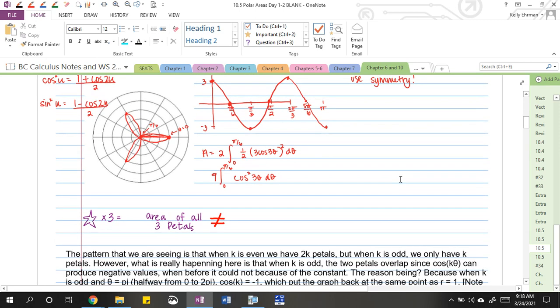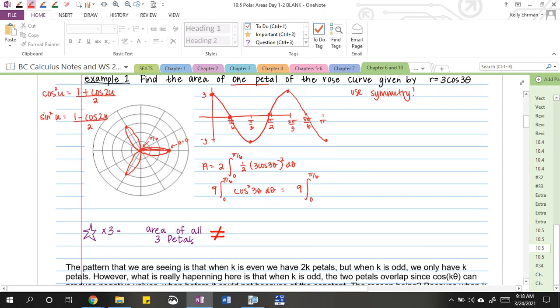All right, so how does that help me? Here, it tells me I've got 9 times the integral from 0 to pi over 6. Instead of cosine squared 3 theta, let's apply this formula. So u is 3 theta. That means that 2u is 6 theta. So I can make this 1 plus the cosine of 6 theta over 2 d theta.